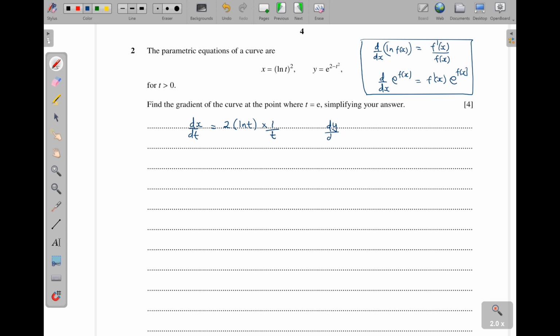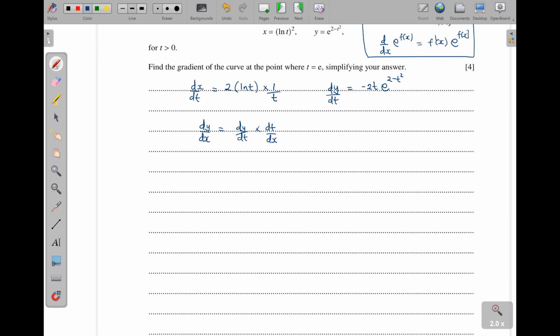Then we come to this one here. dy/dt is going to be equal to, get what is here, you differentiate it, you get negative 2t. So that negative 2t you have gotten, then multiply it with e to the power of 2 minus t squared. So dy/dx, which is the gradient function, is going to be equal to dy/dt times dt/dx, which is what we call the chain rule. Why are we doing this? Because this one can disappear with this, and then you remain with your dy, then dx.